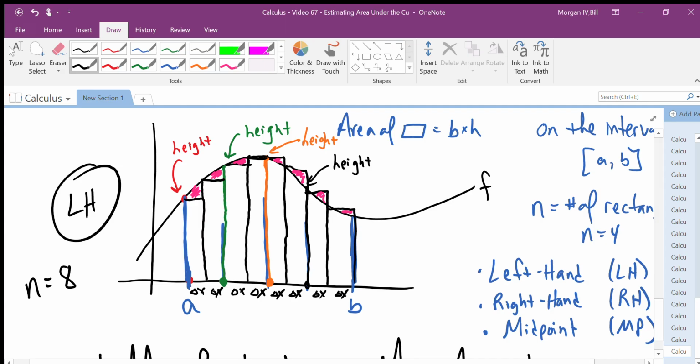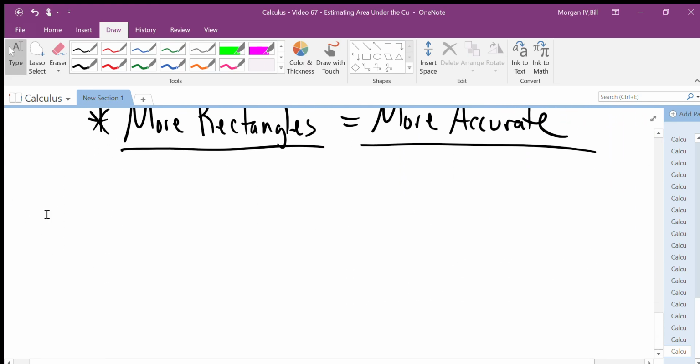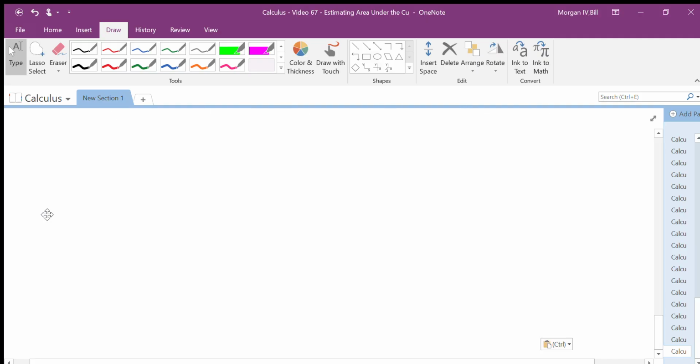How do I become even more accurate? More rectangles. 16 rectangles, 32 rectangles, 64 rectangles. They get too small for me to even really be able to draw this. But the more rectangles I have, the more accurate this becomes. If I were to draw this again with lots and lots of rectangles, I'll give it my best shot.